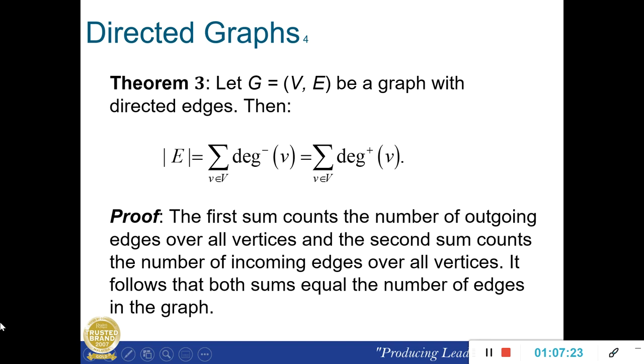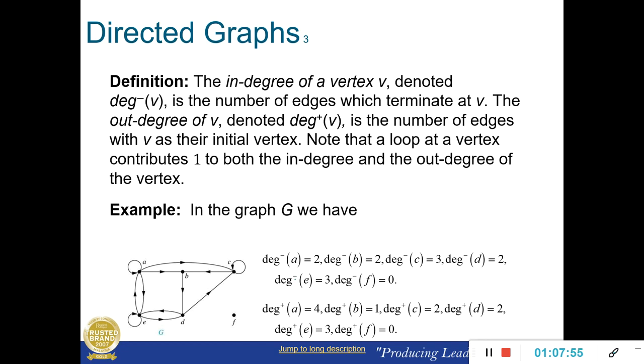For a directed graph there is also a theorem. Let G be a directed graph. Then the summation of the in-degree is equal to the summation of the out-degree. The first sum counts the number of outgoing edges over all vertices, the second sum counts the number of incoming edges over all vertices. So just remember, the total summation of in-degree is equal to the total summation of out-degree. Let's see this example.